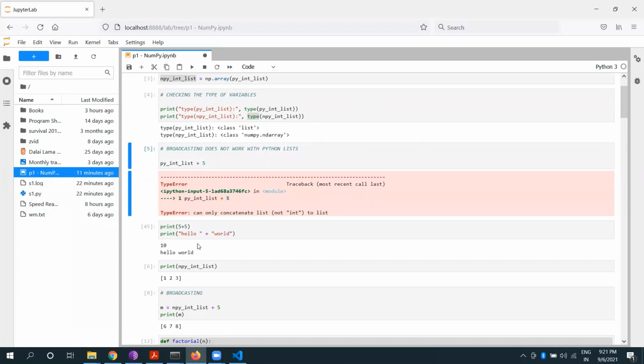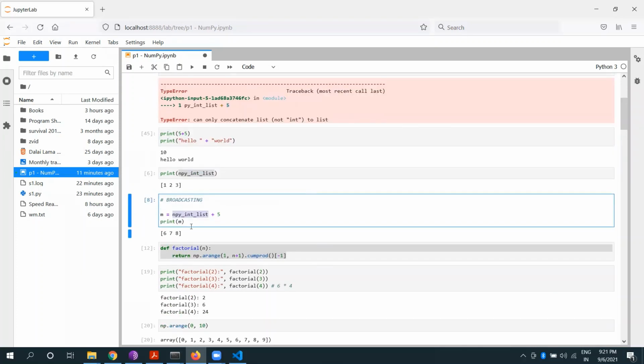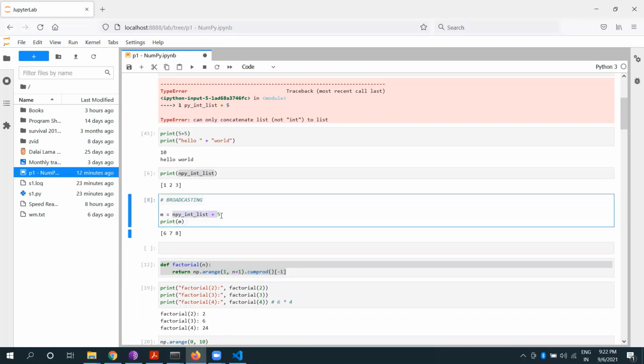Now NumPy overcame this. We have a NumPy array with 1, 2, 3. When we add 5 to it, it broadcasts 5 to every element. 1 plus 5 is 6, 2 plus 5 is 7, 3 plus 5 is 8. And this works as well for multiplication.